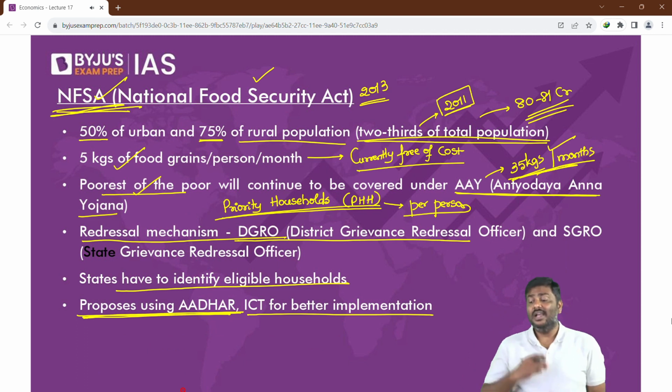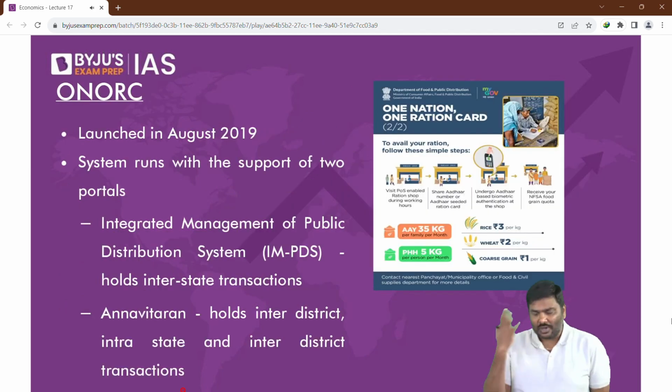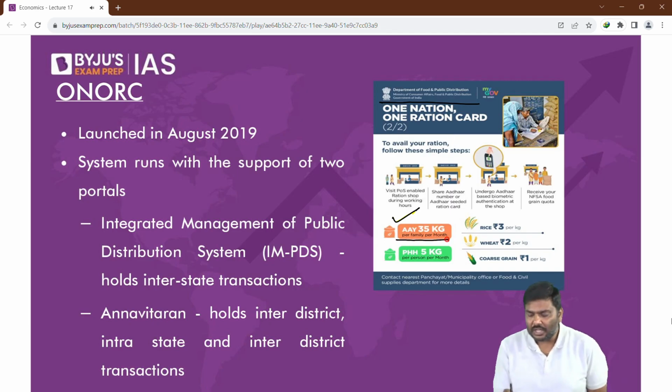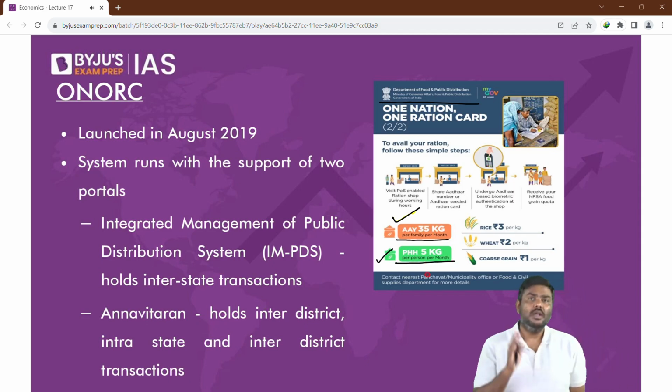Sir, it is 5 kg per person, not 35, I think. My dear, I did not say 35 kg per person. I said 35 kg per month for a family. Listen, that's the reason you will have to listen carefully. If you don't trust me, this is the picture I've taken from the Department of Food and Public Distribution. Have a look at it. Antyodaya Anna Yojana, it is 35 kgs per family per month. For priority household, it is 5 kgs per person per month.